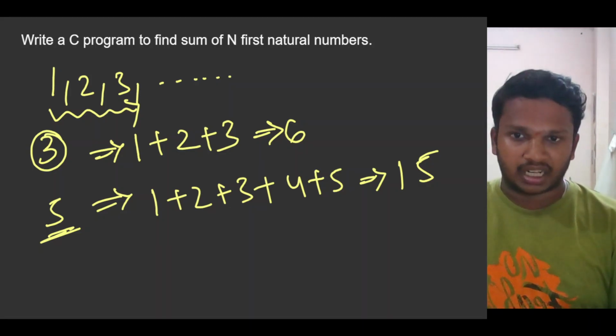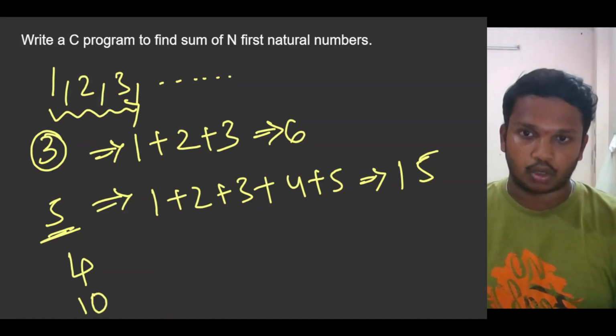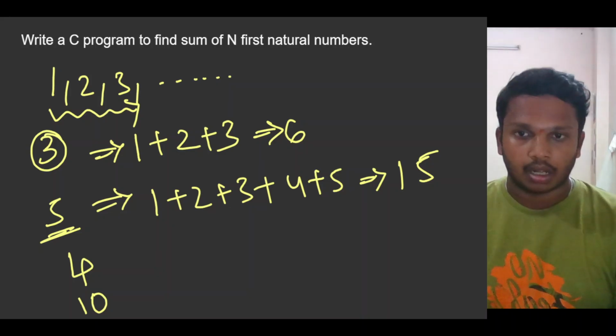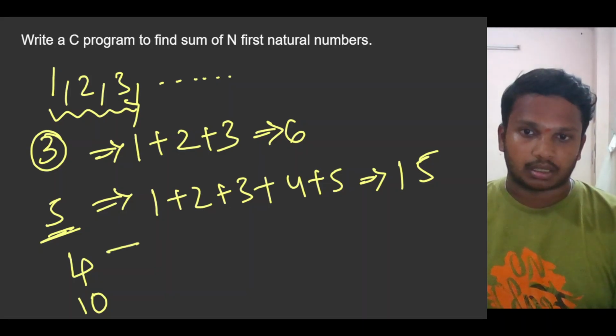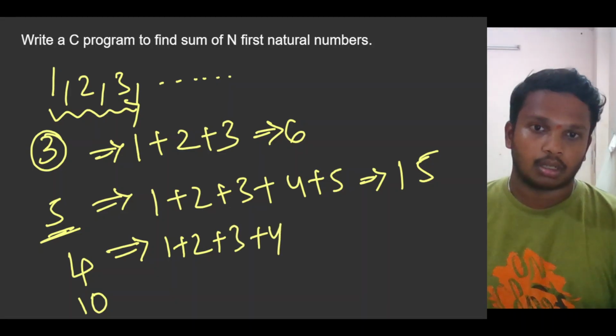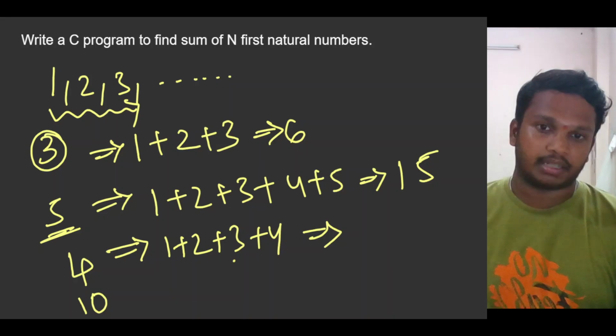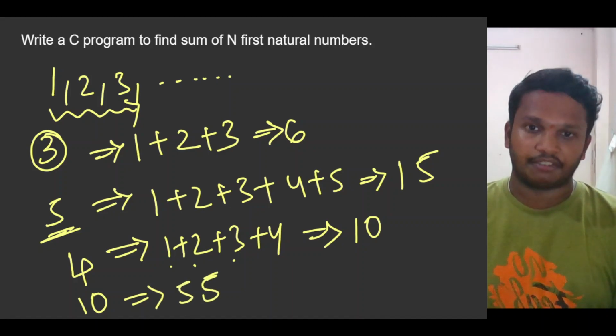Similarly, if you understand this, evaluate the answer for 4 and 10. I hope you are doing this. I will wait for a second. Stop the video and do this. If you get this, then we can proceed and the later part will be very easy. Now I am telling the answers. For 4, 1 plus 2 plus 3 plus 4: 4 plus 3 is 7, 7 plus 2 is 9, 9 plus 1 is 10. Similarly, the sum of the first 10 natural numbers is 55.